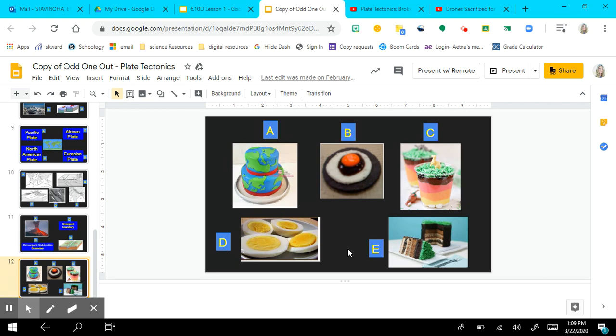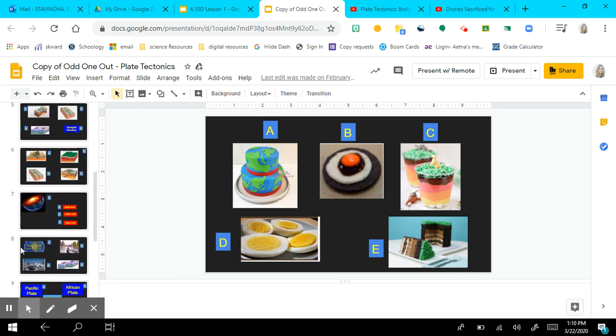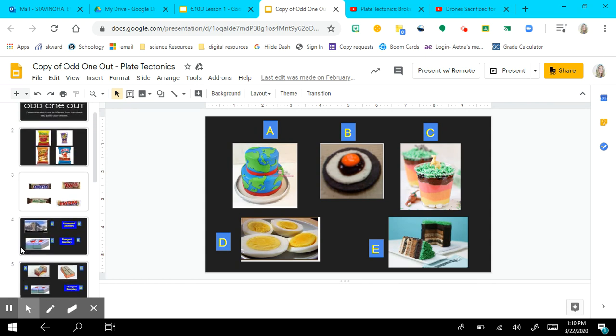You come up with your explanation, and if you justify your explanation, I'll be able to tell you if you're right or wrong. The best way to do it, if you send it to me in a Google Doc, is you look over here where it says the slide number. Notice this one right here is slide 12. So you'll write slide 12, and you'll tell me which one is the odd one out and why. While you're doing this, please try and practice using your complete sentences. Please try and practice using your grammar as well.